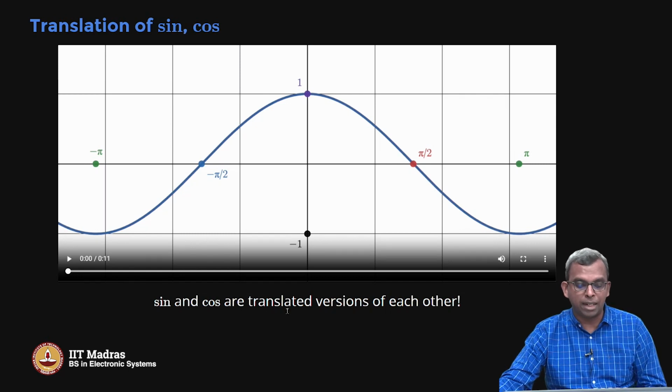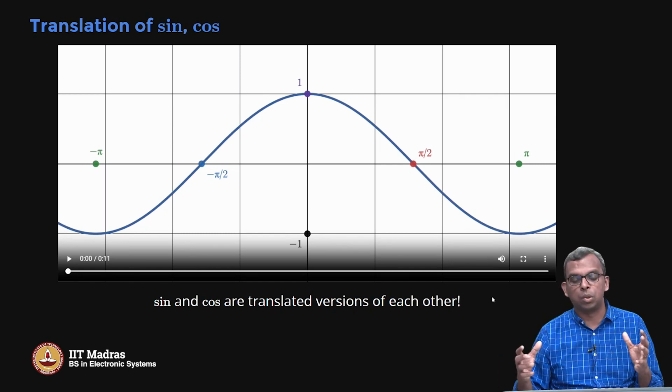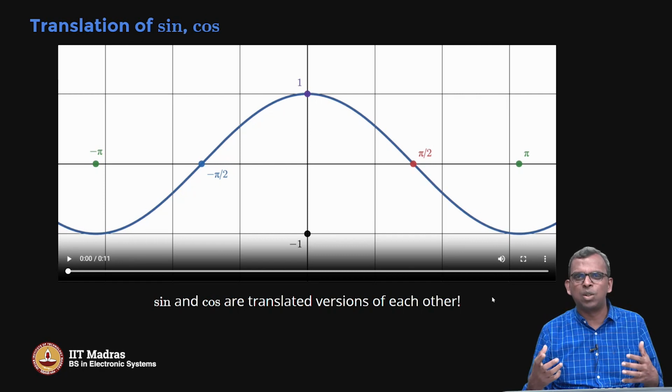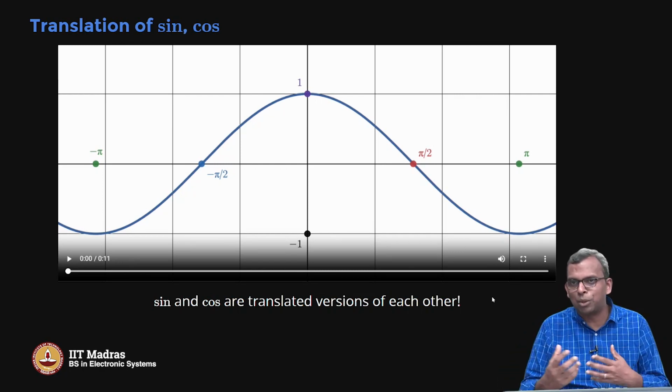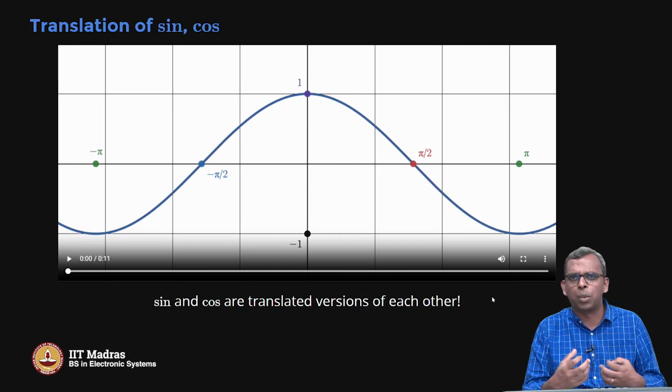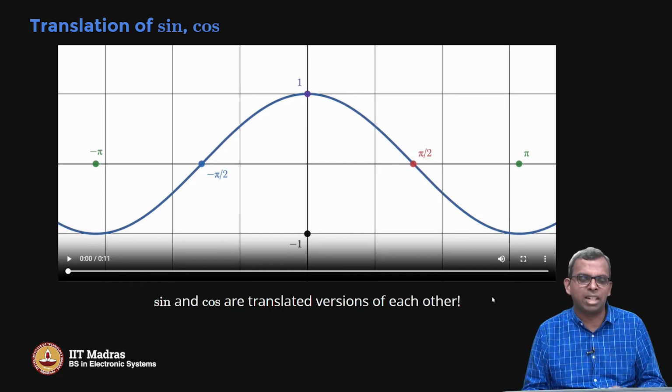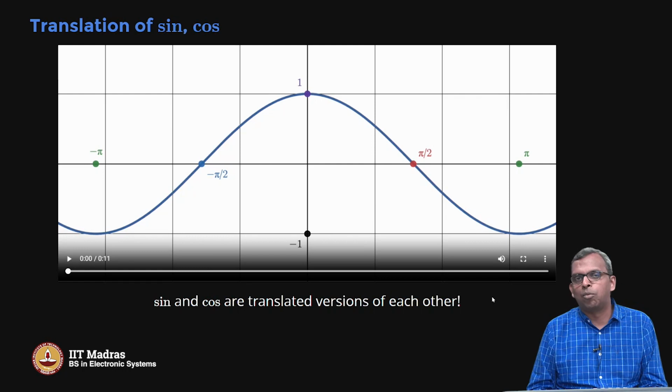So basically sine and cos are translated versions of each other. So in some sense there is no real reason to define both of them, but then both of them are sort of complementary to each other. So one defines the other and all that. So it's very, very good to have both of them studied.